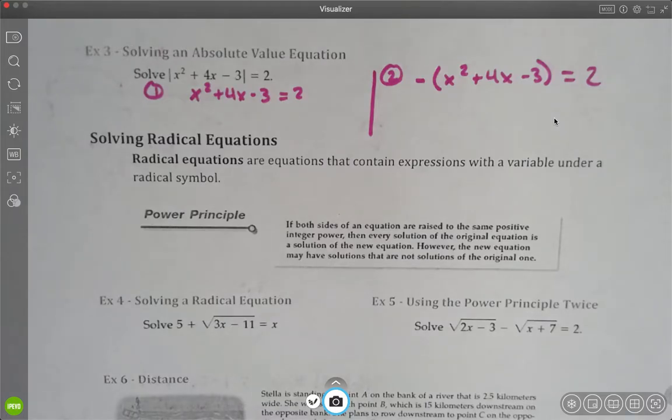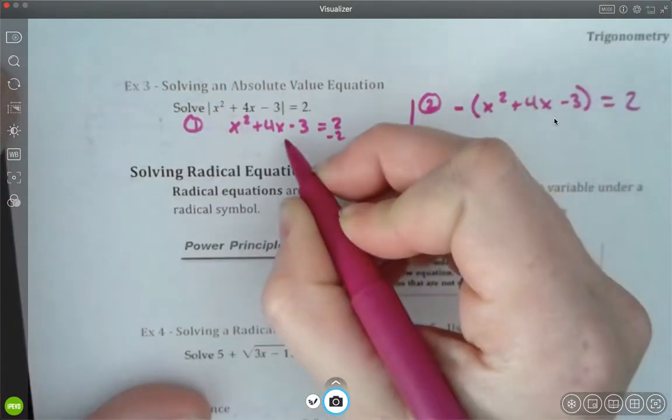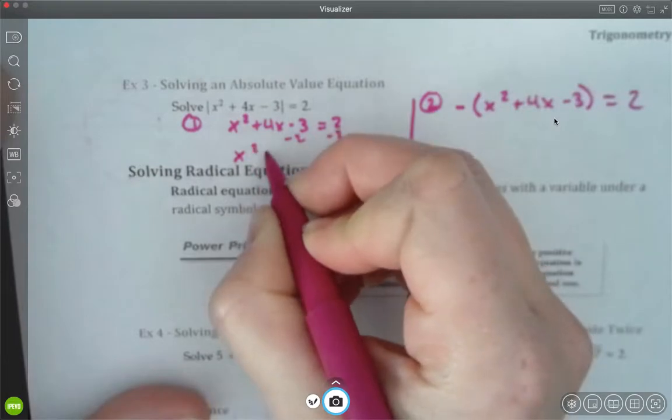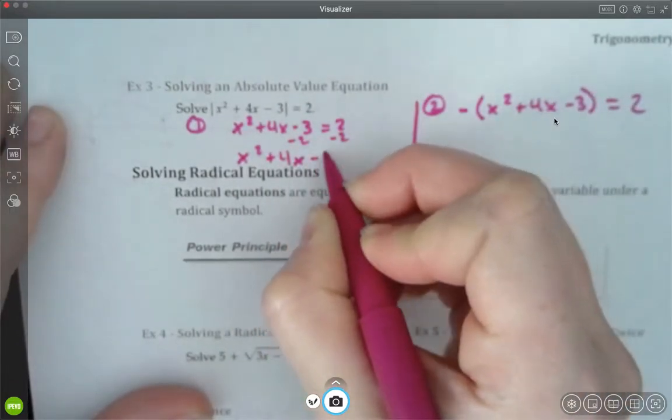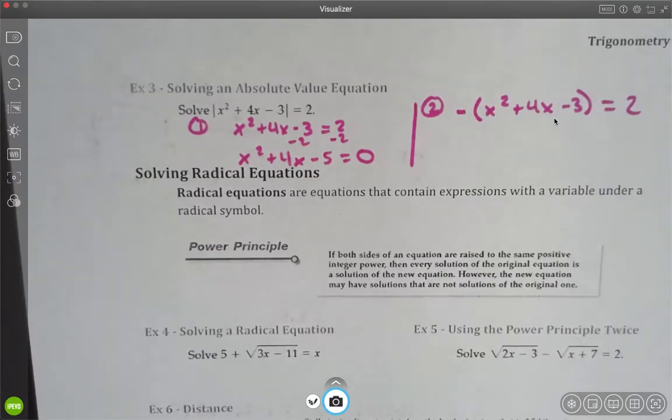Now we have an x squared, which means we have a trinomial. We want to equal it to 0, so we have to move the 2 to the other side. We'll move off to the side. x squared plus 4x equals negative 5. x squared plus 4x minus 5 equals 0. We should be able to factor this guy down. I'm going to do it over here.